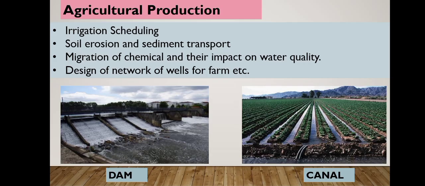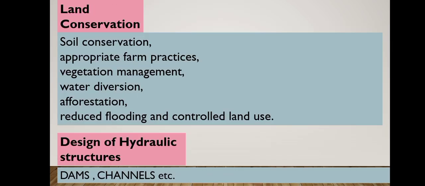And the next important use of hydrology is in agricultural production. In agricultural production, hydrology is used to determine irrigation scheduling, that is number of days after which irrigation should be done in the field, and it is also used to determine soil erosion and sediment transport and migration of a chemical and their impact on water quality. Apart from this, it is also used to design a network of wells for a farm and a drainage system to remove excess water, and it is also used to design water conveyance system network such as dams, canals, and ditches.